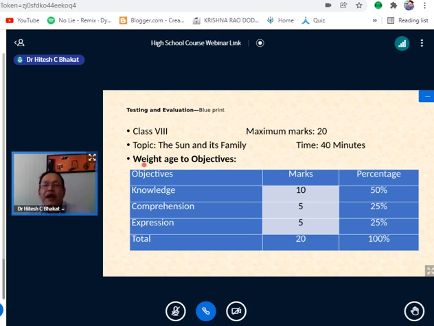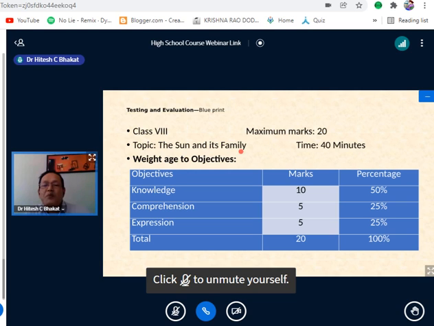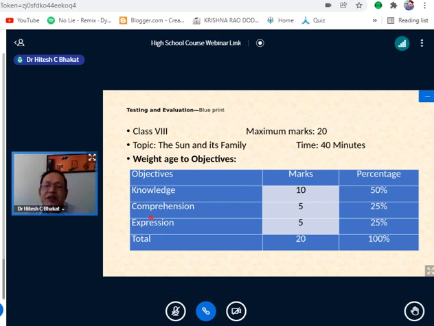All right. Now weight is two objectives. Here we have written three objectives of question. One is called knowledge, comprehension, and expression. For knowledge, we have given 10 marks, that is 50%. Out of 20, we have given 10 on knowledge questions.